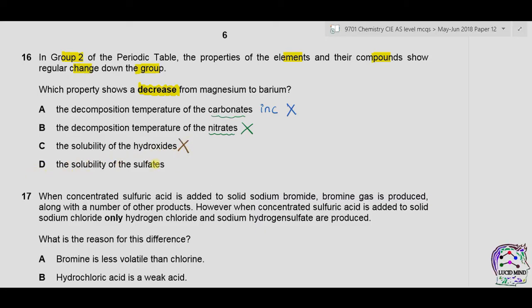D, the solubility of sulfates. Now in sulfates we can see that magnesium sulfate is more soluble as compared to barium sulfate, which is insoluble and forms a precipitate. So the solubility of sulfates decreases from magnesium to barium. So D is the correct option. The correct answer is therefore D.